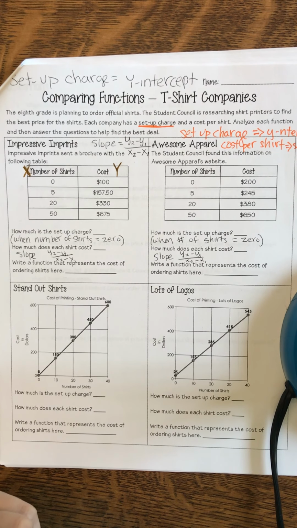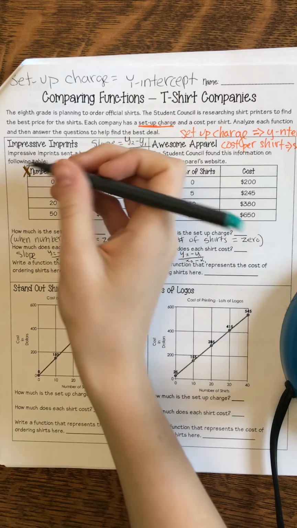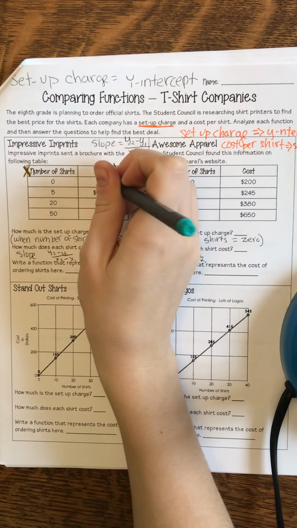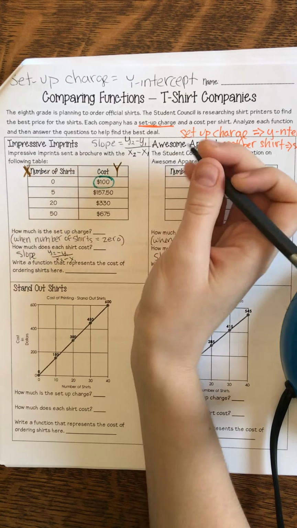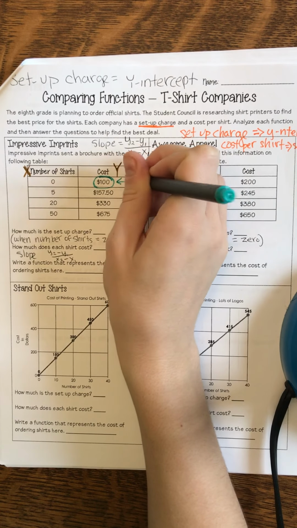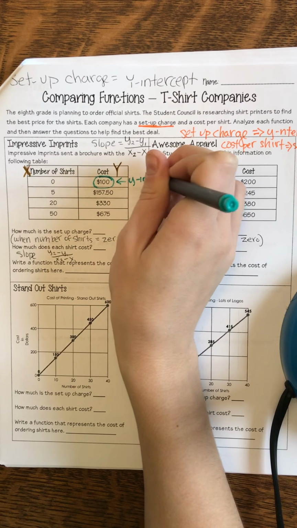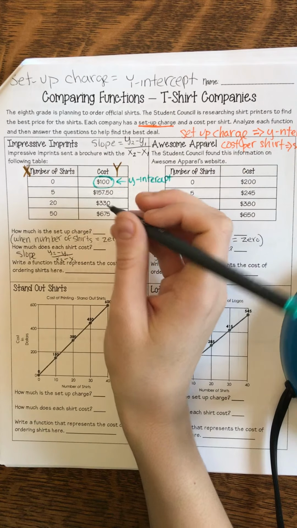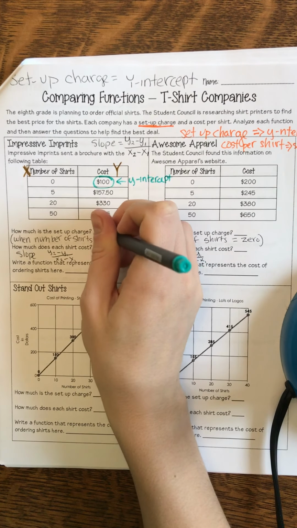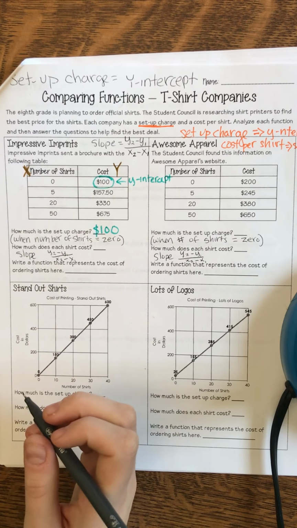Let's look at the first question. How much is the setup charge? Well, I said at the beginning, the setup charge is our y-intercept. And we find our y-intercept when we see where x is 0. Well, is x 0 in the table? It is. When the number of shirts, x, is 0, the cost is $100. Therefore, that's our y-intercept. So, how much is the setup charge? $100.